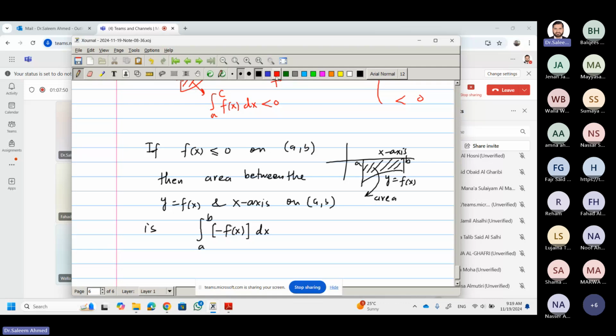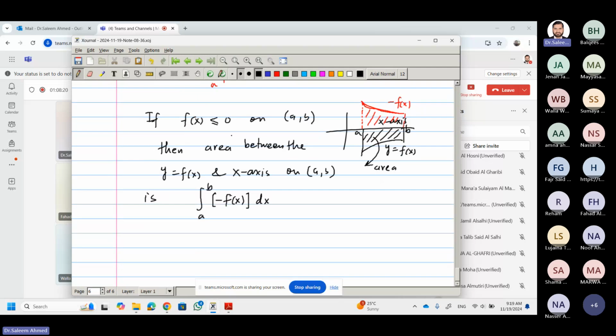Why am I doing that? Because when I multiply this by a minus sign, this curve will come up here. If this is my f(x), then minus f(x) is above and it's positive. Now if I integrate this positive function, it gives you this area, which is exactly the same as the below area, right? These both areas are the same. So we multiply it by a minus sign and then integrate. That gives me the area.